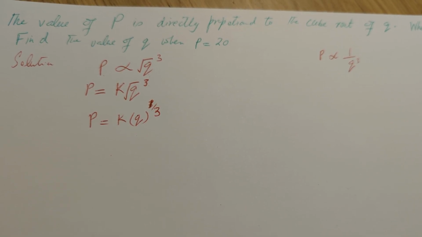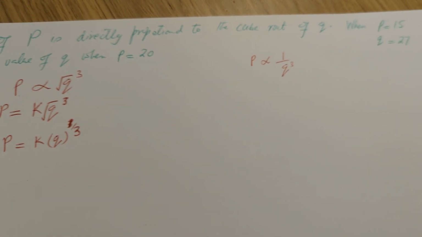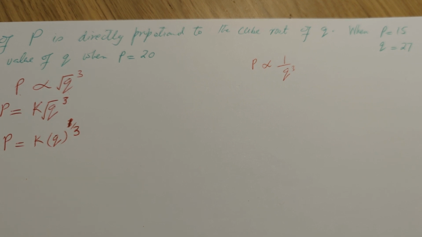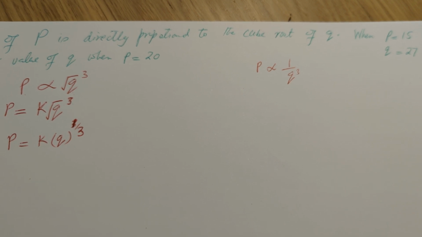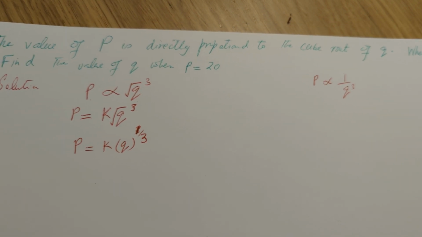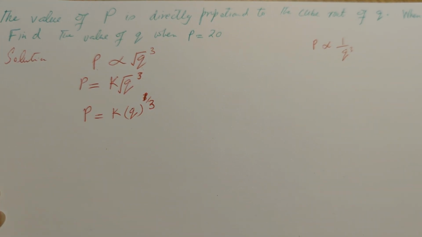In this question, they ask us that the value of p is directly proportional to the cube root of q. And they have given that when p is equal to 15, then q is equal to 27. With the help of these, we will find the constant of proportionality, the value of k. After finding the value of k, we will find the value of q when p is equal to 20.